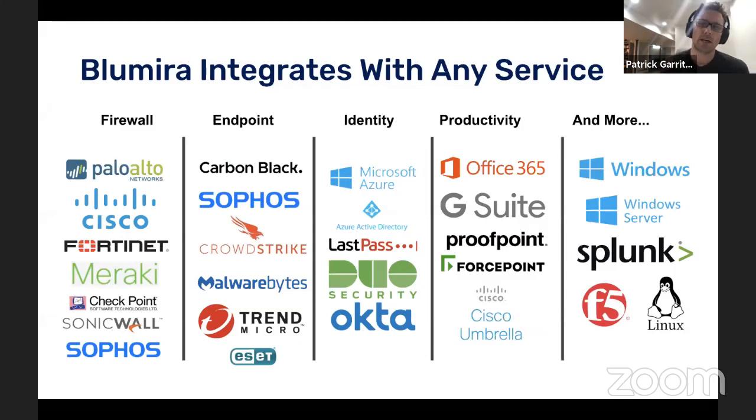Now, from an integration perspective, we integrate with some of the key areas across the customer's environment to get the right information so we can effectively detect the right threats. These are places like your firewall, your endpoint security tools, your identity stack, your productivity tools, things like Office 365 and G Suite. Email is a really common area to target, Cisco Umbrella. And then other areas too, like your endpoints, for example, with Windows or Linux, and things like gateways with F5.